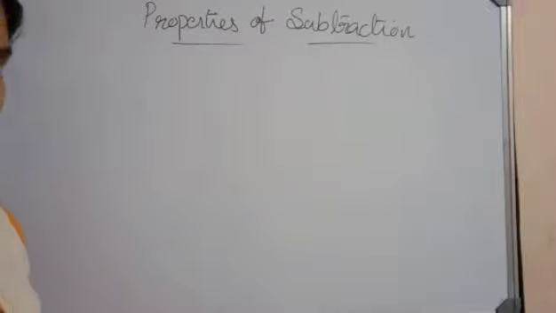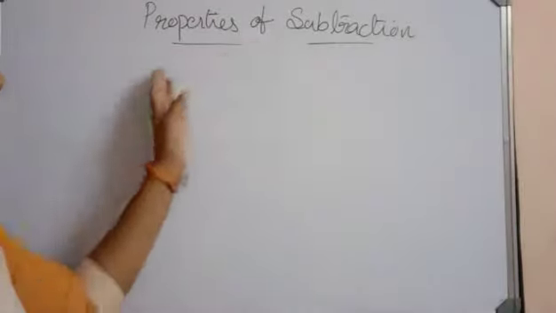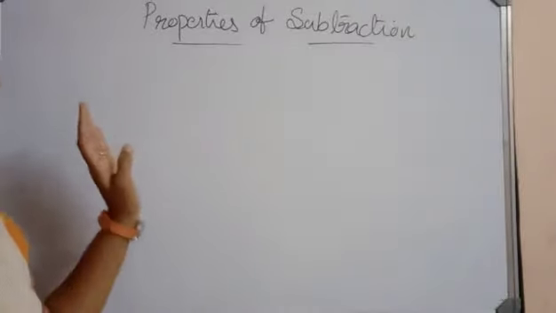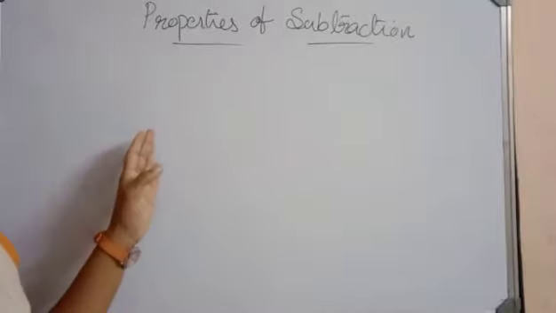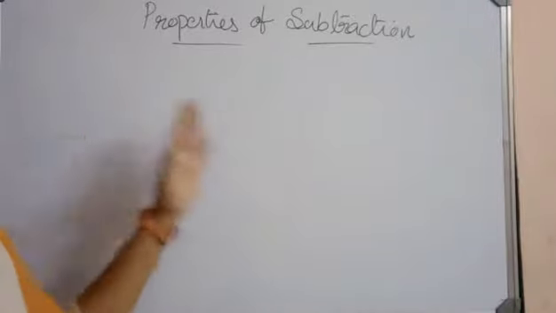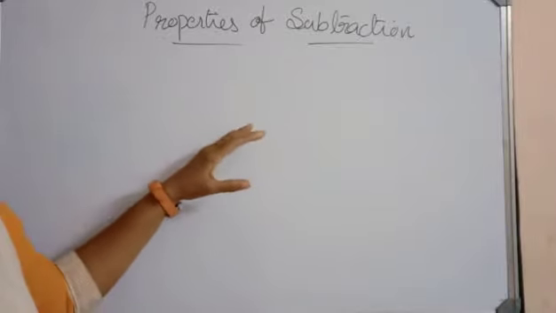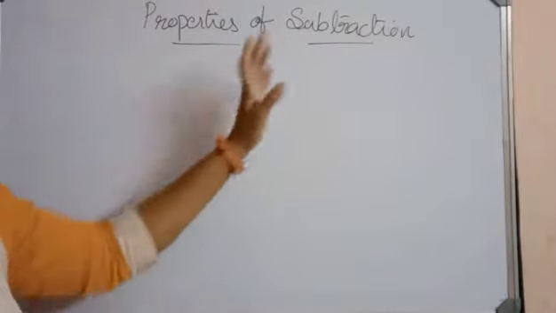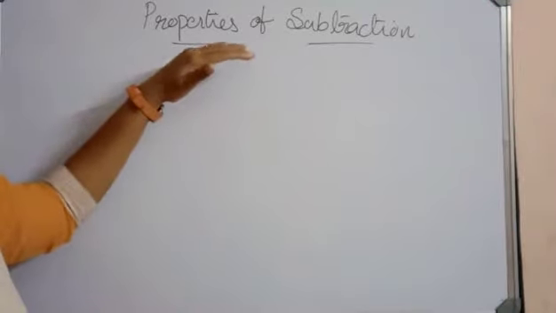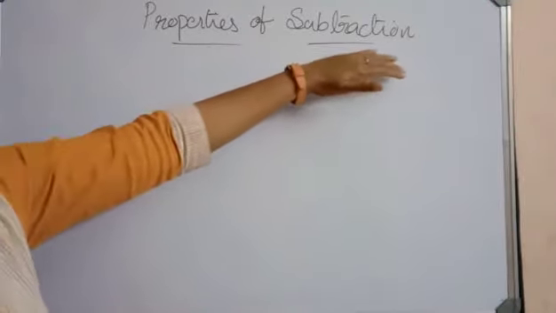Hi everyone, welcome back. Today let's study about the properties of subtraction of rational numbers. In the previous class we have seen the properties like closure property, commutative property, associative property, etc. for addition, and there we have seen all the properties were satisfied for the rational numbers under addition. Now here in today's class let's see what happens to these properties under subtraction.